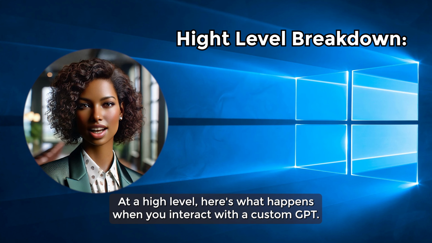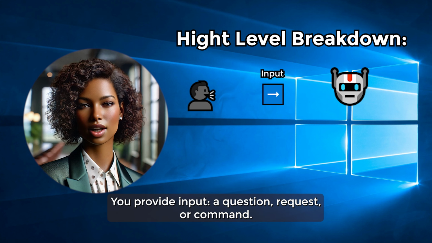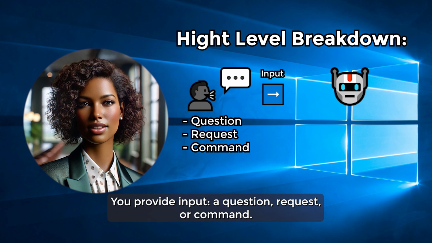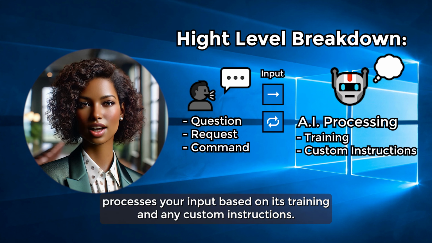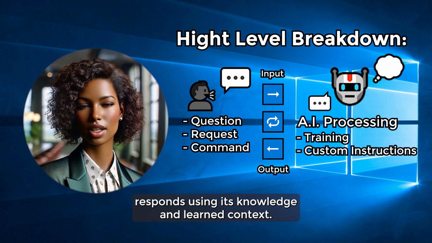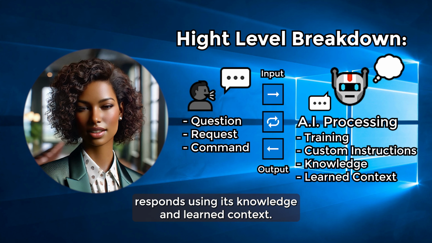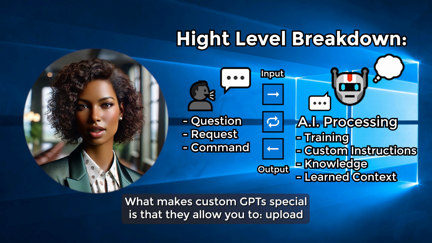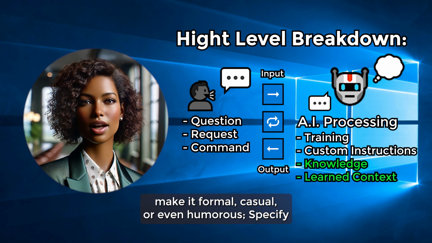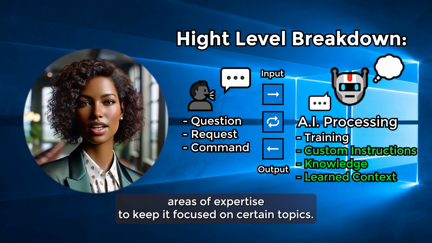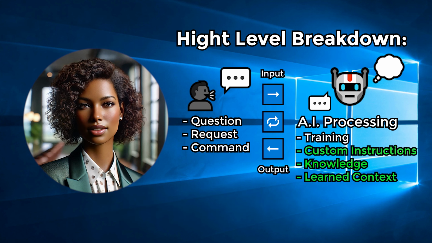How do custom GPTs work? At a high level, here's what happens when you interact with a custom GPT. You provide input, a question, request, or command. The AI processes your input based on its training and any custom instructions. The AI responds using its knowledge and learned context. What makes custom GPTs special is that they allow you to upload custom knowledge files, adjust behavioral settings, e.g., make it formal, casual, or even humorous, and specify areas of expertise to keep it focused on certain topics.